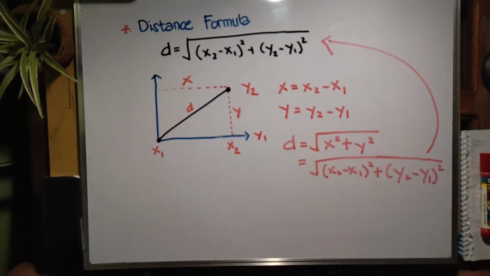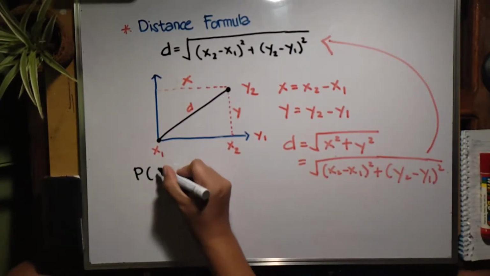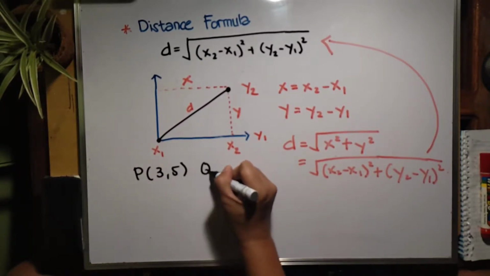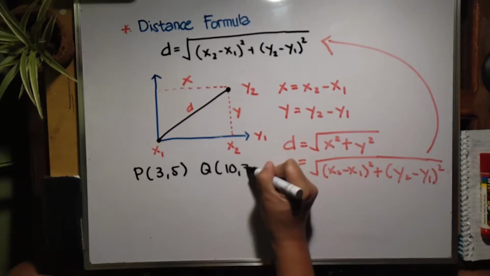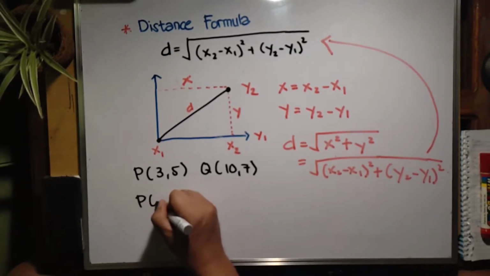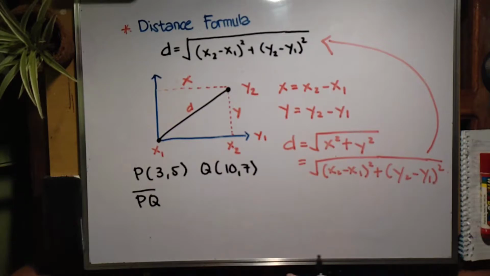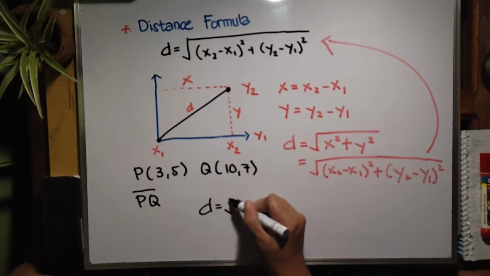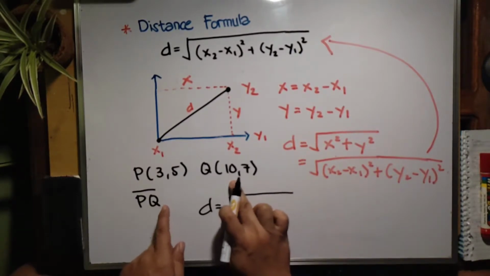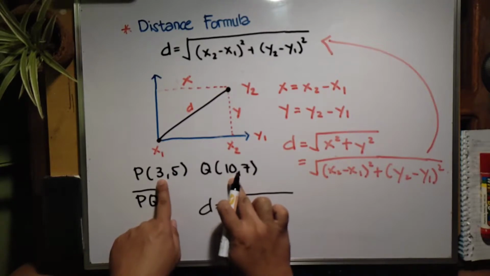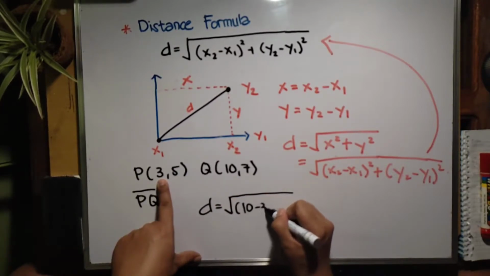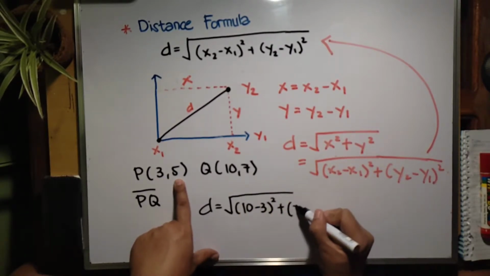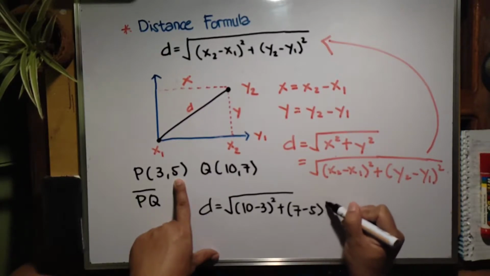Now let's have an example. Say for example we have point P, which is (3, 5), and point Q, which is, let's say, (10, 7). So we wish to find the distance of line segment PQ. So again, by definition, d is just equivalent to x sub 2 minus x sub 1. This is x sub 2, x sub 1, 10 minus 3 squared plus y sub 2 minus y sub 1, 7 minus 5 quantity squared.